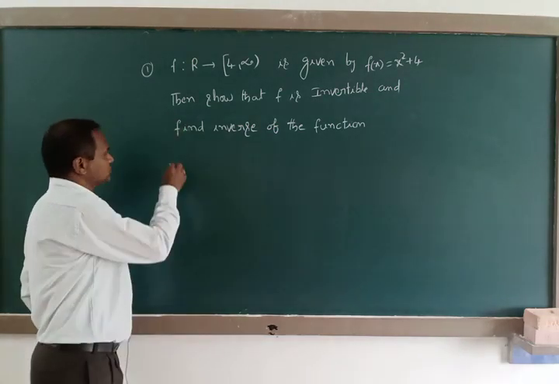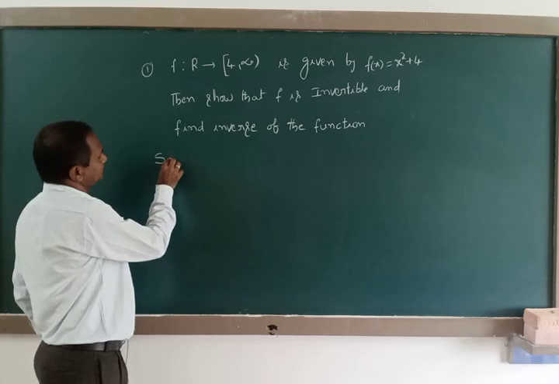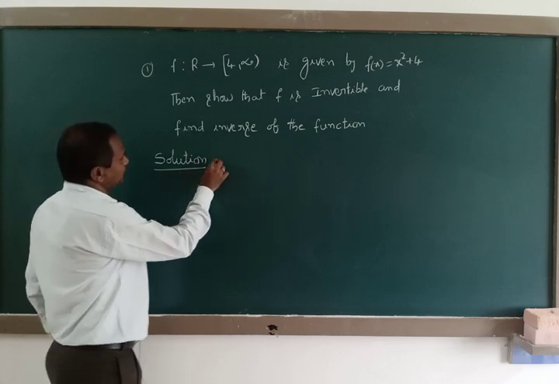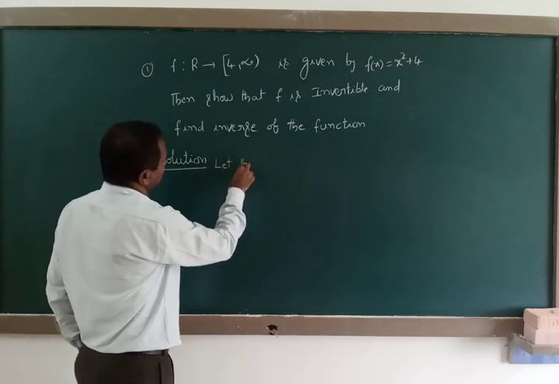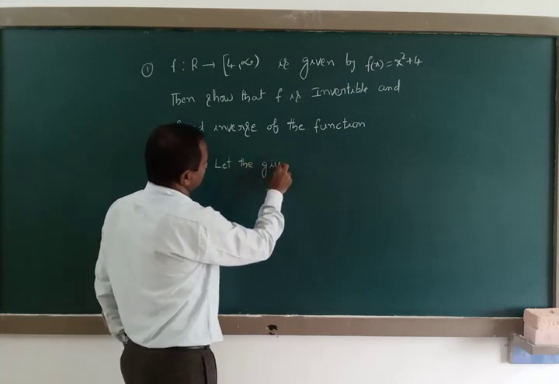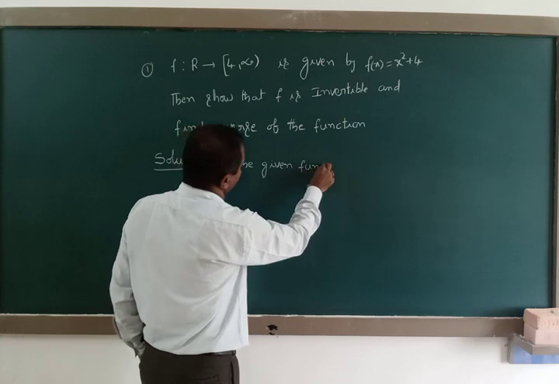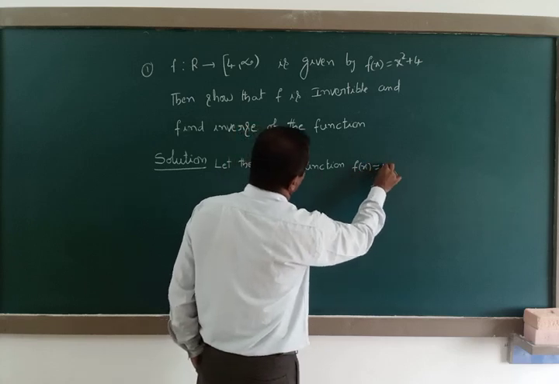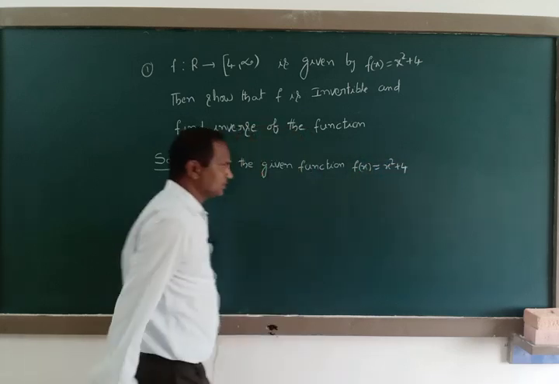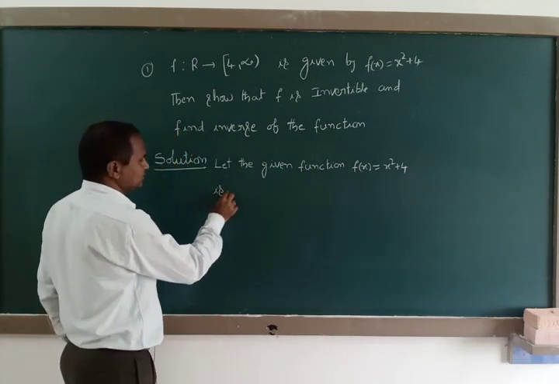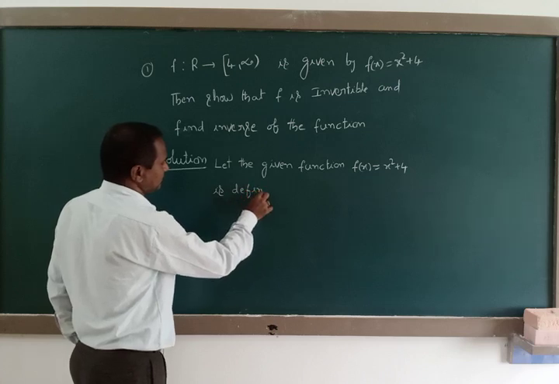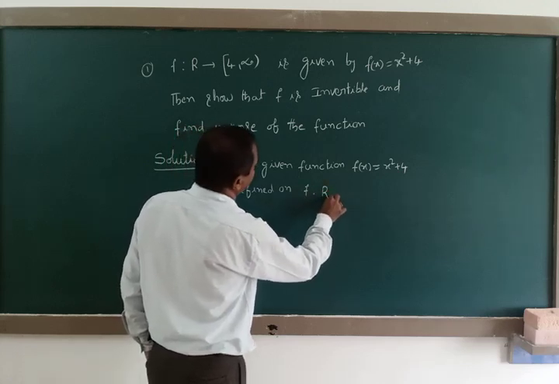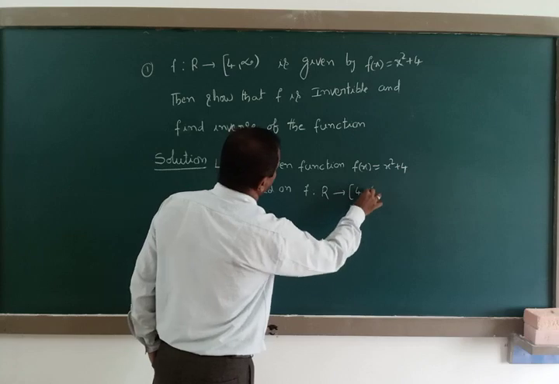First, one-one function. The solution for this question is: let the given function f of x be equal to x square plus 4, defined on f maps from capital R to the closed interval [4, infinity).